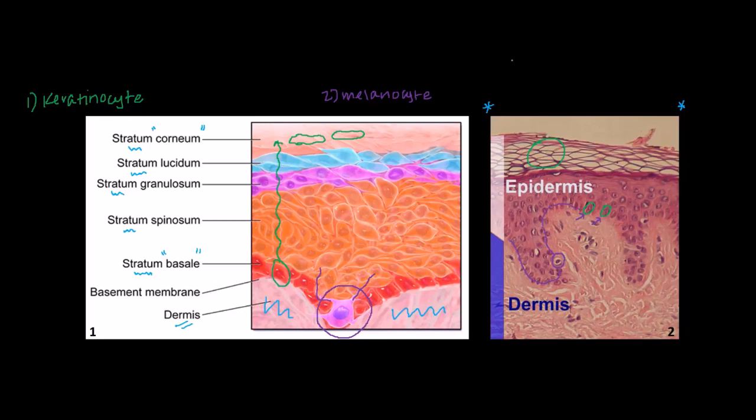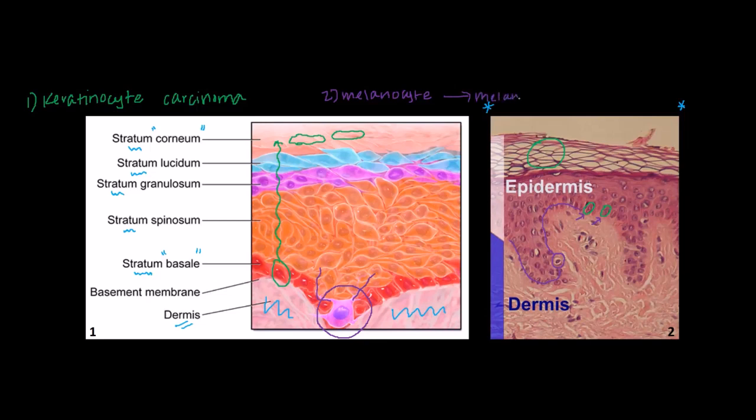Alright, so with that histology mini lesson, the big takeaway point I want to make is that if skin cancer originates from a keratinocyte, we simply call it keratinocyte carcinoma. Simple enough, right? On the other hand, if skin cancer originates from a melanocyte, we call it melanoma.